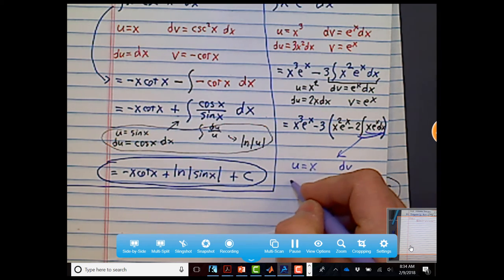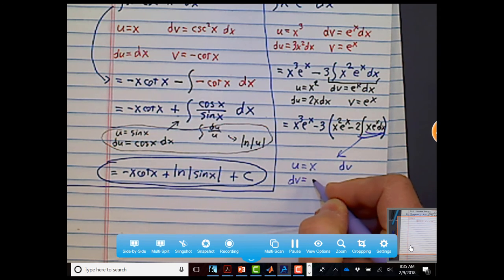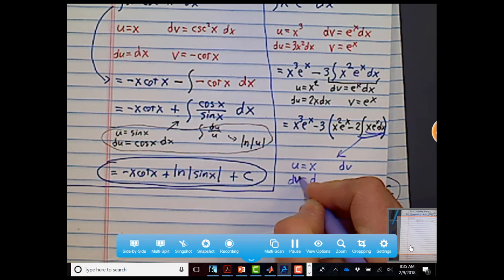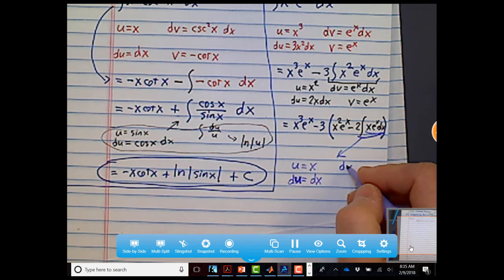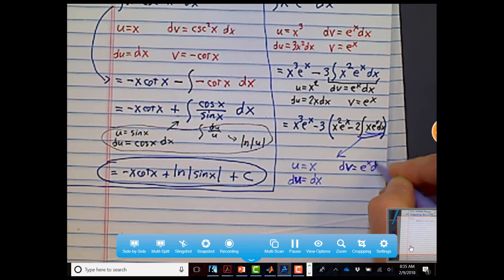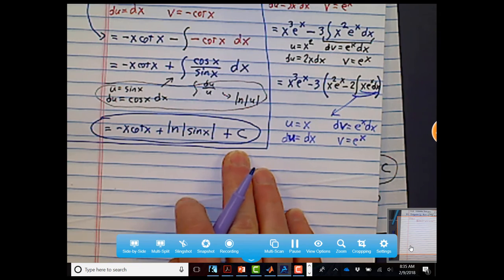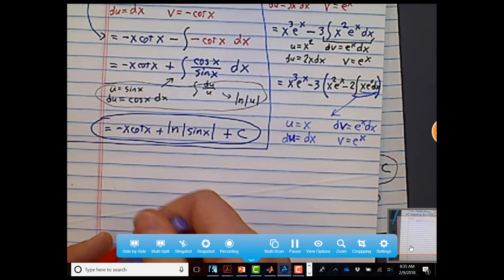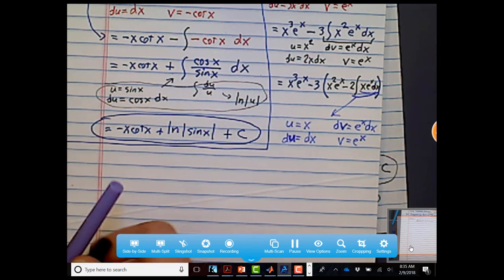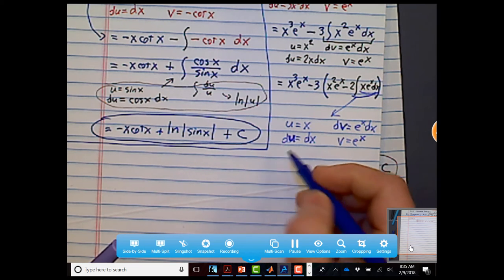Because if u equals x, what does dv equal? What is dv going to be? Oh yeah, du is going to equal dx. dv is equal to, I guess, e to the x dx. And so v is just e to the x. Wow, we're getting there. Now, this is really kind of ugly, so I have some extra room down here below. I'm going to try and take advantage of that. Okay, so moving down, let's see what it looks like.